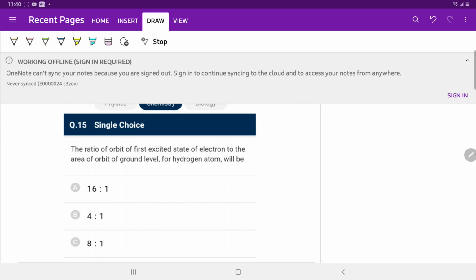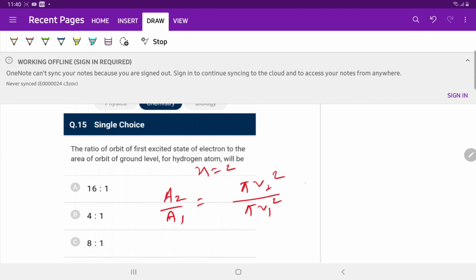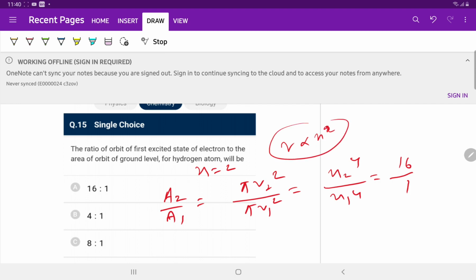Question number 15. The ratio of area of orbit of first excited state of electron to the area of orbit of the ground state level of hydrogen atom. Okay. For first excited state, n is equal to 2. So A2 upon A1 is equal to pi R2 square upon pi R1 square. So n2 raised to the power 4 upon n1 raised to the power 4, 16 by 1. We know very well that R is directly proportional to n square, radius formula n square by Z into 0.529 angstrom. So 16 is to 1. Option A is correct for question number 15.